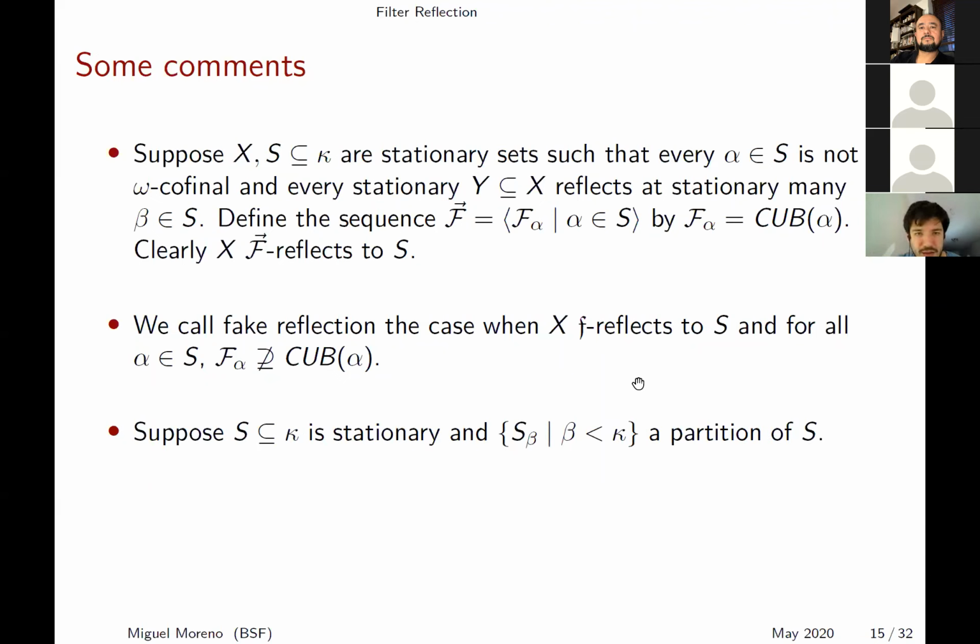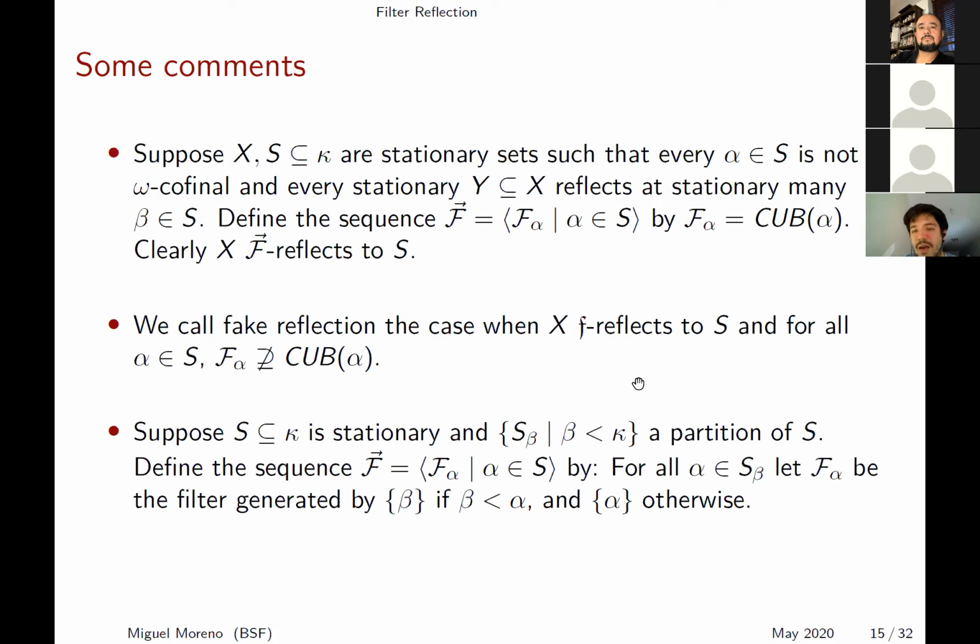Now let's make another comment about the stationary filter reflection. Suppose S is a subset of kappa and you have a partition of S. Now define the filters F alpha as follows: for every alpha in S, beta, you take F alpha to be the filter generated by beta. So the principal filter, everything that contains beta, if beta is smaller than alpha, otherwise just take alpha, this trivial filter, and that's fine.